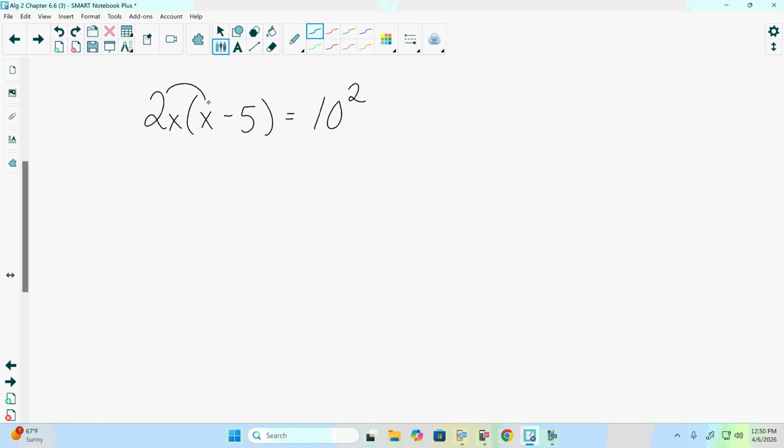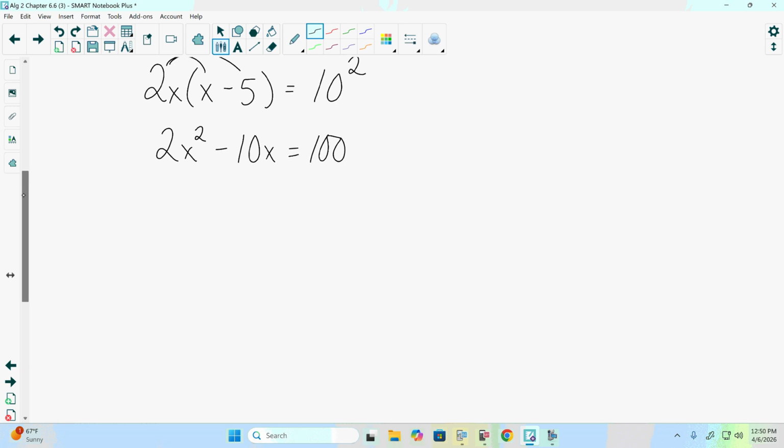Now at this point here, we do need to multiply out. On the left-hand side, we will distribute the 2x. 2x times x is 2x squared. 2x times negative 5 is going to be negative 10x. And 10 squared is 100. Now, unlike most of the problems we had on Thursday, we do have an x squared term. Because we have this x squared, this quadratic term, we do need to get this equation equal to 0.